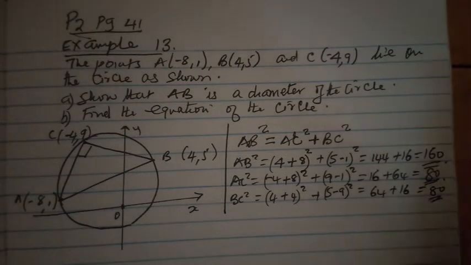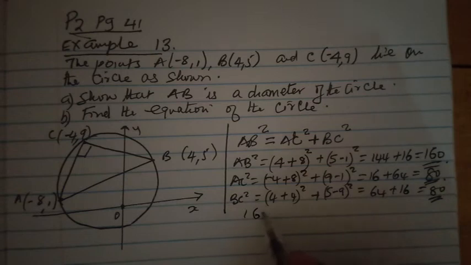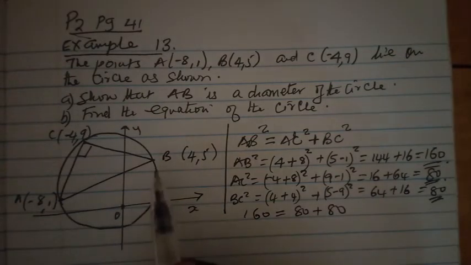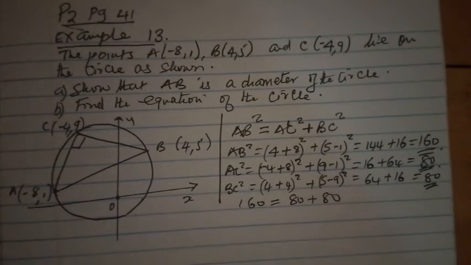And sure enough, you can already see that 160, which is AB squared, is equal to 80 plus 80. Then AB happens to be the diameter of the circle.